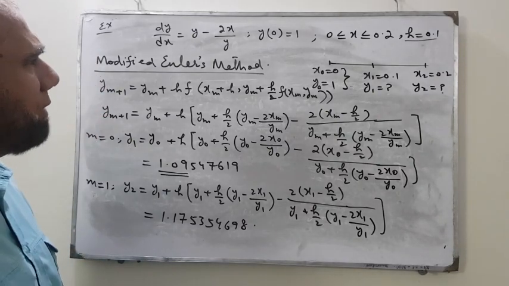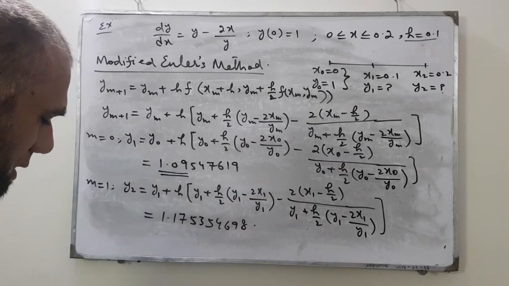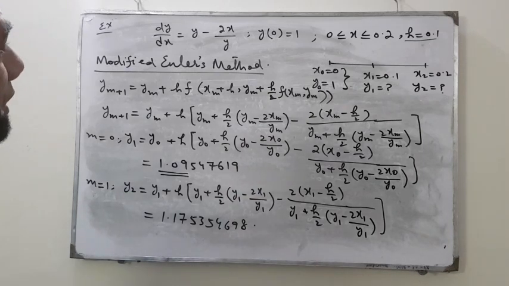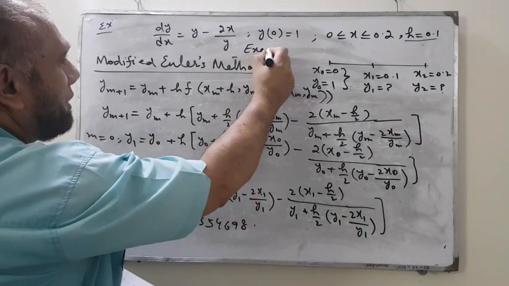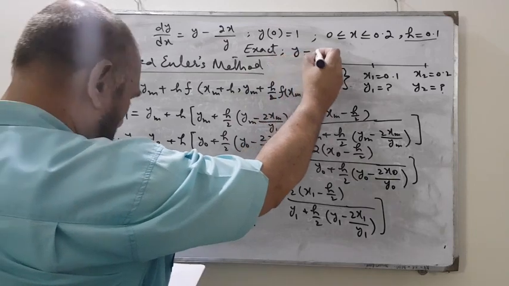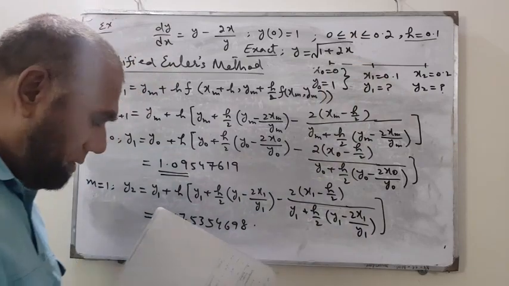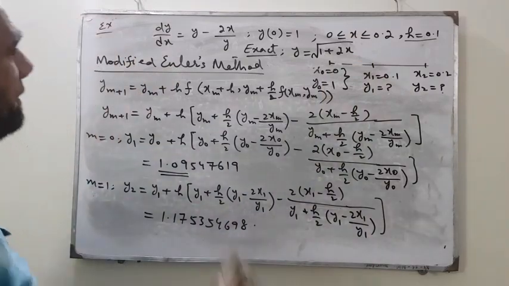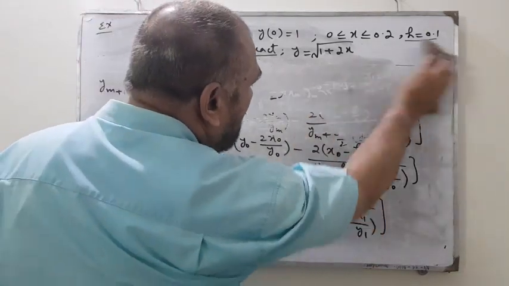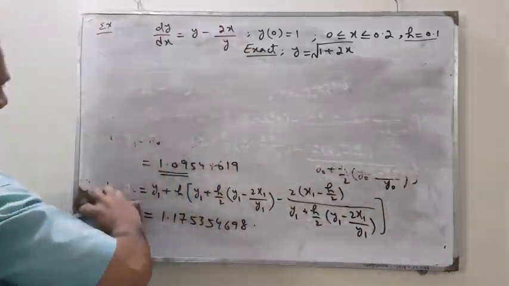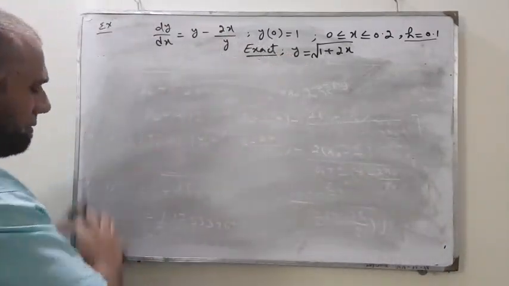Now we also have the exact solution of this differential equation, which is generally provided, or you can solve this equation very easily. The exact solution is y equals the square root of 1 plus 2x. Now we can find the value at the two locations x1 and x2 for the exact solution, so that we can make the comparison with the approximate solution.